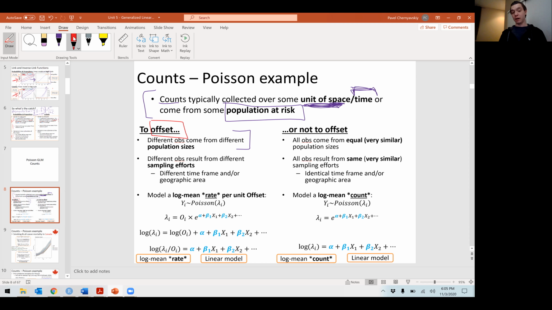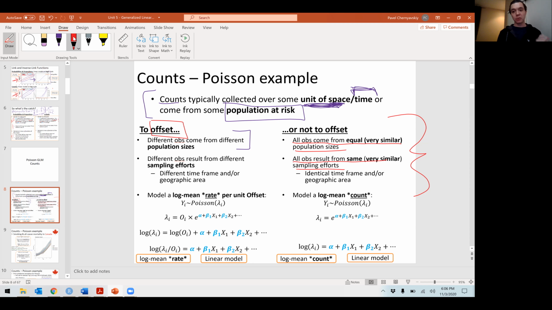If you don't apply an offset... in my world, in public health, and a lot of social sciences, almost everything has an offset. Because if you're looking at a disease count, you're almost always asking how many people were eligible to contract this disease, whether the disease is cancer, COVID, or the flu. I am aware of a world where there are no offsets, but you are implicitly assuming then that all of your observations come from equal, or at worst very similar, population sizes, or very similar sampling efforts.